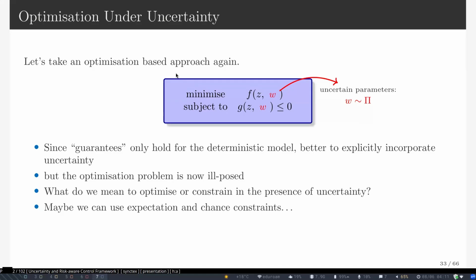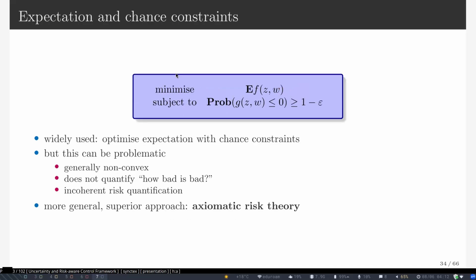But the problem is that the optimization problem is now ill-posed. What am I minimizing? This risk can be anything. What do we mean by optimizing, or even enforcing constraints? Maybe we can use expectation and chance constraints, which is a fairly common thing to do. So we might stick an expectation in front of the cost function, to average out the random variable.